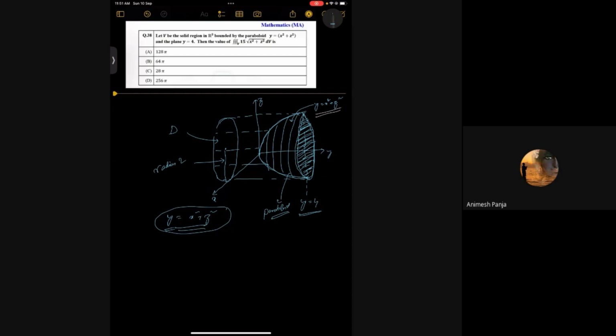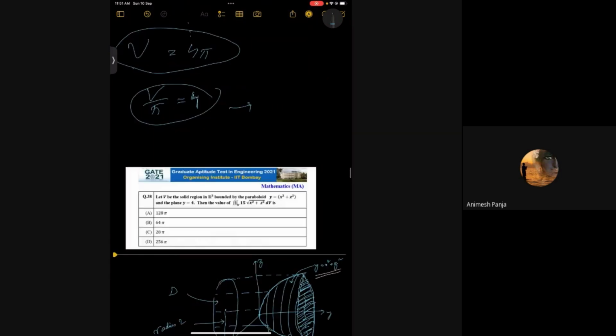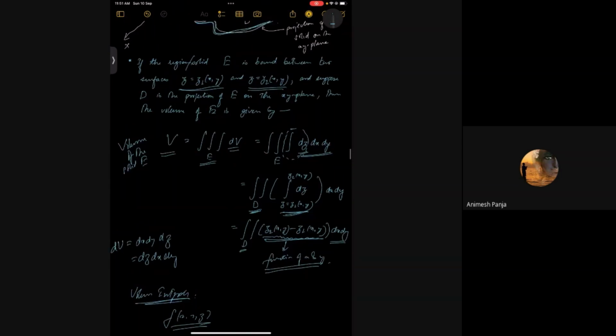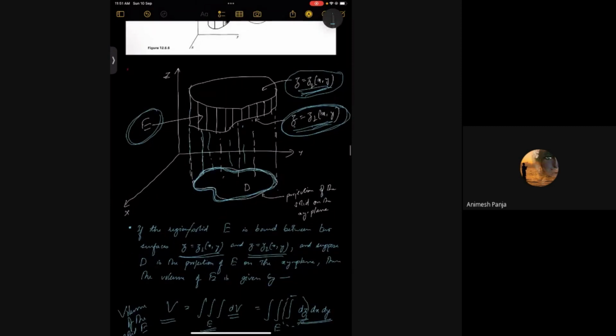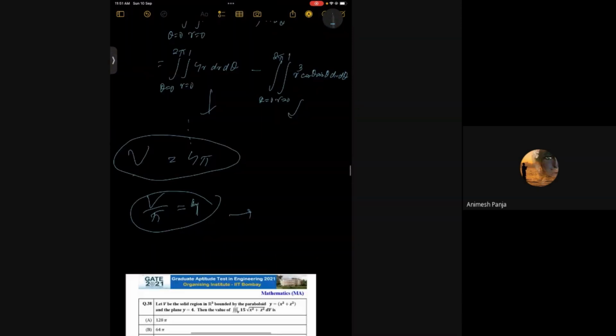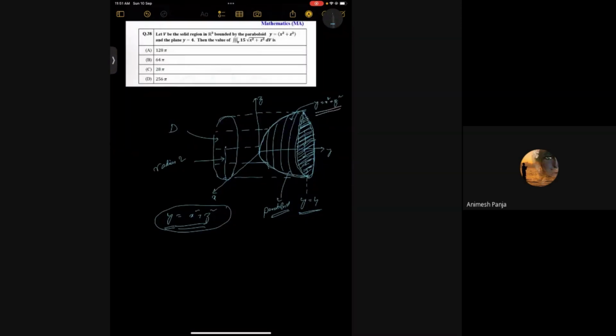Now they have set the question like this to confuse us. Usually we take the projection of the solid on the xy plane, right? This is in the xy plane, but the question is such that we are not projecting it on the xy plane, but rather on the xz plane like this. That is what I have done here. And because it's a paraboloid again, the projection will be a perfect disk.